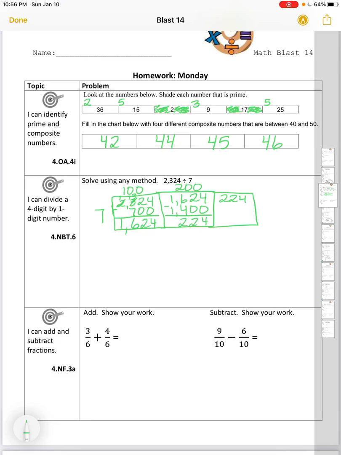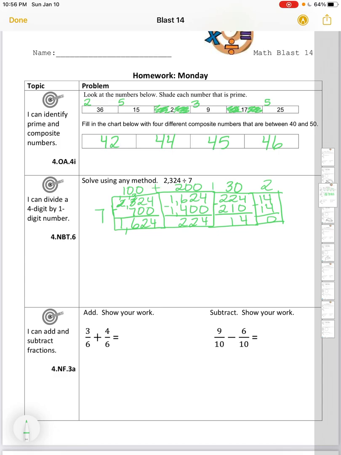Now, I know I don't have enough to pull out another 100 groups of 7, but I do have enough to pull out 10 groups of 7. That would be 70. So I'm going to pull out 30 groups of 7. 3 groups of 7 is 21. So 30 groups of 7 is 21 tens. I'm going to subtract that, and I'm left with 14. I know that 2 groups of 7 gives me 14. So I can subtract that, and I'm left with nothing.